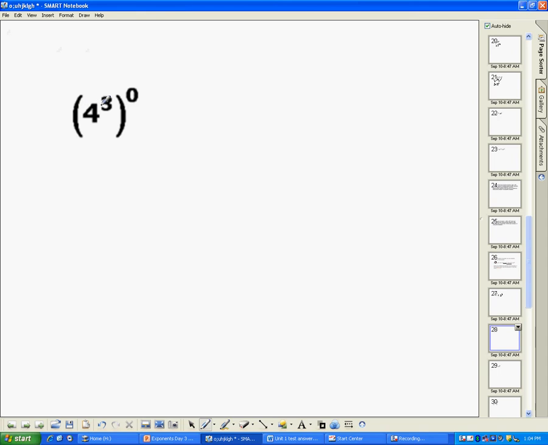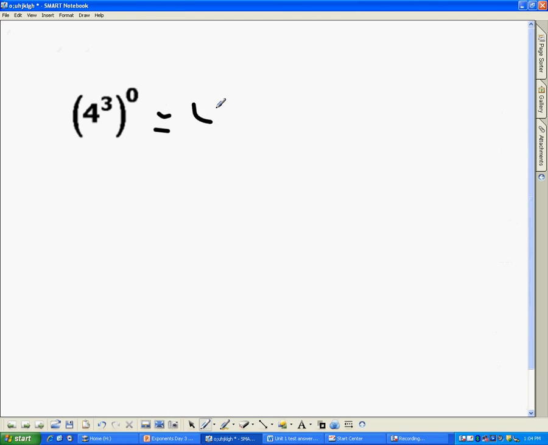Alright, 4 to the power of 3 and all of that to the power of 0. 3 times 0 is 0, so this is equal to 4 to the power of 0, which simplifies to 1.